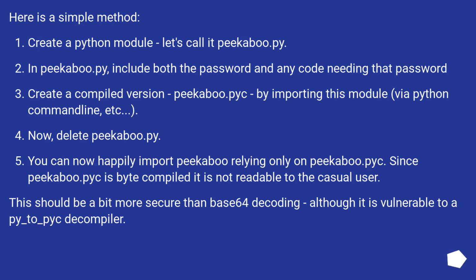Here is a simple method. Create a Python module, let's call it peekaboo.py. In peekaboo.py, include both the password and any code needing that password. Create a compiled version, peekaboo.pyc, by importing this module, via Python command line, etc. Now, delete peekaboo.py. You can now happily import peekaboo relying only on peekaboo.pyc.